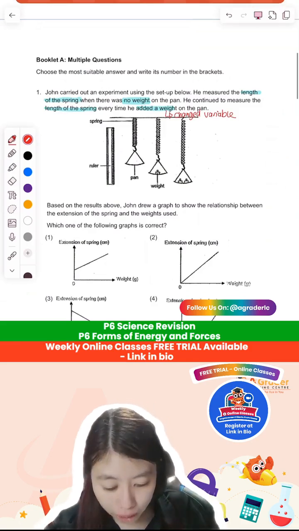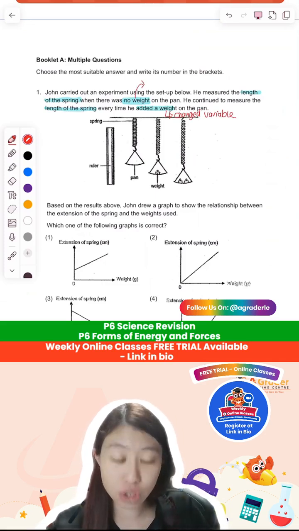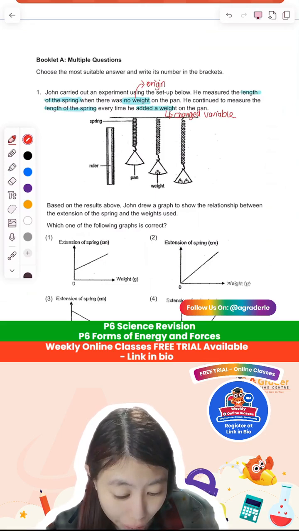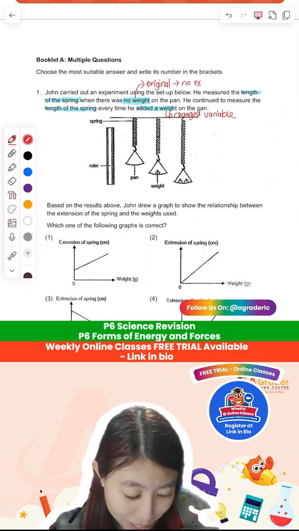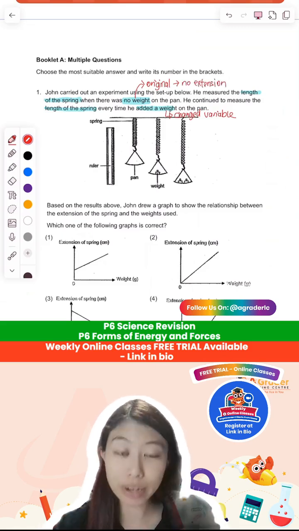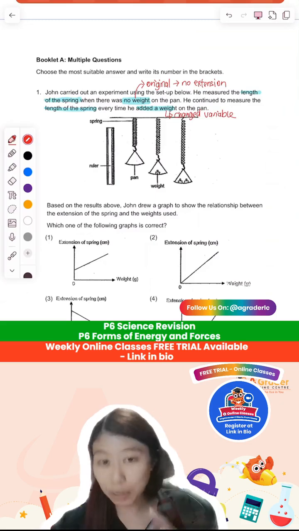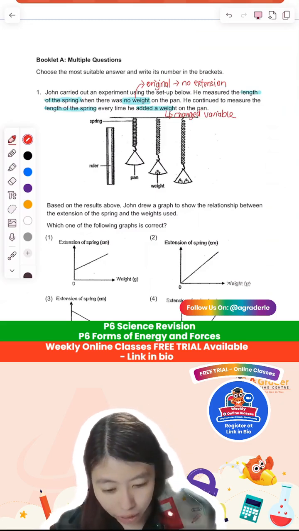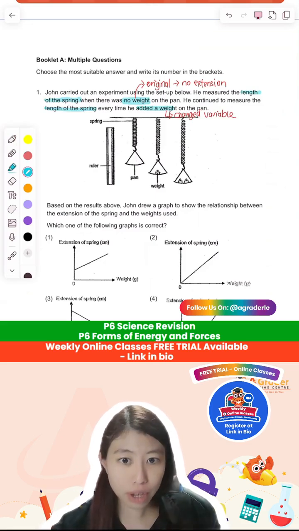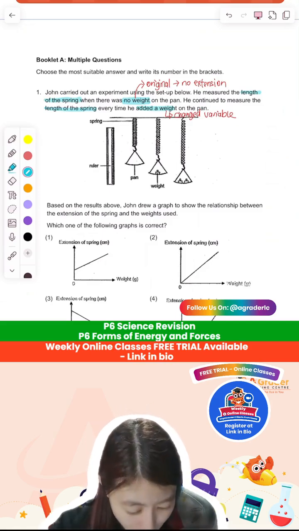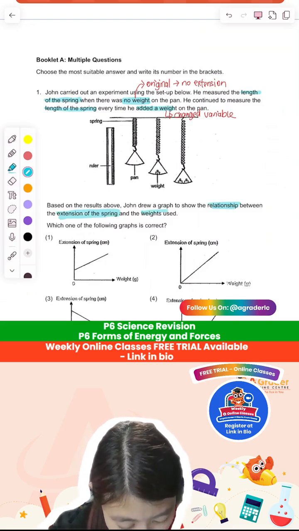So take note, when you record the length of the spring when there's no weight, this is actually the original length of the spring. This is when there is no extension. You all have to be very, very careful with this. Always read the exam question when it comes to graphs. Always look at what they are recording. They are recording the relationship between extension of the spring and the weights used.